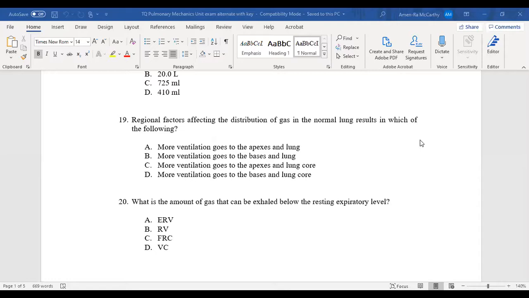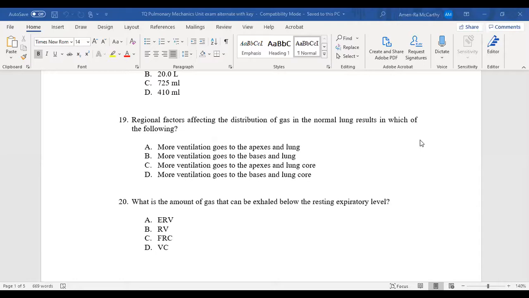So it's B. More ventilation goes to the bases of the lung. More ventilation to the bases. Don't worry about that lung core stuff. We haven't talked about lung core, so that's just something they threw in there. But more ventilation goes to the bases.